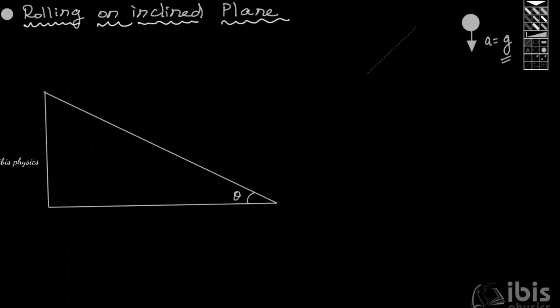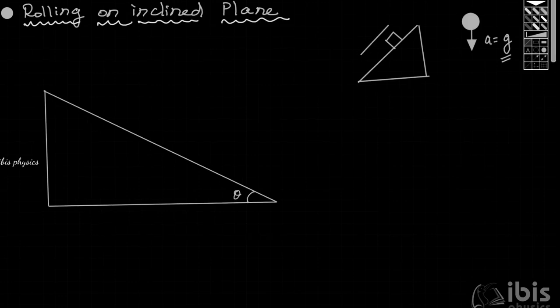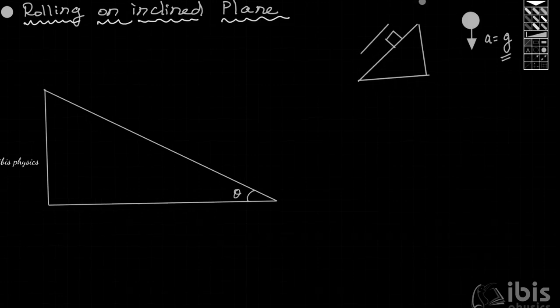Suppose you have an inclined plane like this, with angle theta. If you have a block of mass m, it will slide downwards with an acceleration a equal to g sine theta. That's what we have studied. Now here this is a case of sliding. This object is sliding downwards on a smooth inclined plane.